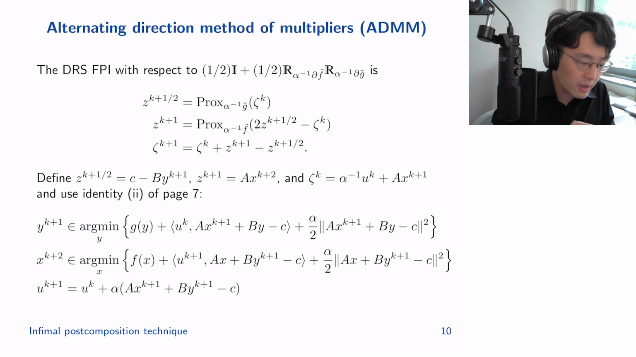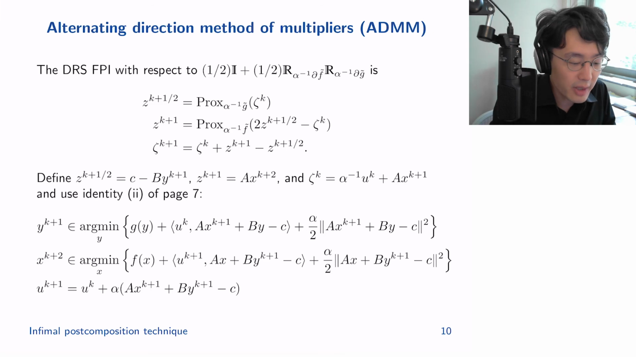Now note that here we defined z k plus 1/2 in terms of the y k plus 1 iterate, but we defined the z k plus 1 iterate in terms of the x k plus 2 iterate.